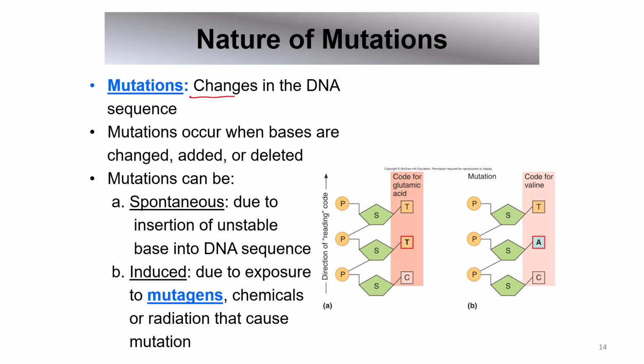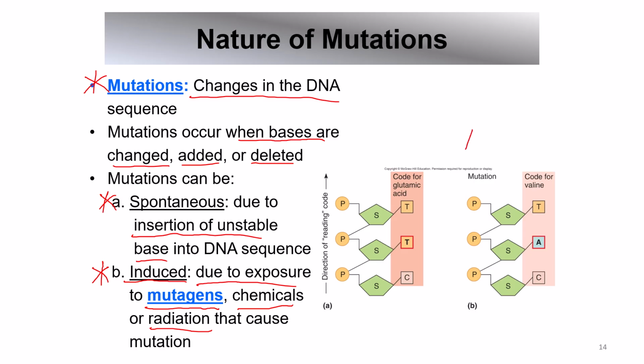Mutations are changes in the DNA sequence. Mutations can occur when bases are changed, added, or deleted. Now, this can happen on its own. For example, spontaneous mutations. So this can happen when an insertion of an unstable base occurs. So that would be spontaneous versus induced. Now, this would be due to exposure to mutagens. Mutagens are chemicals or radiation that cause mutation.